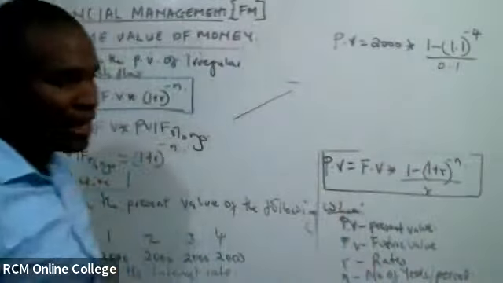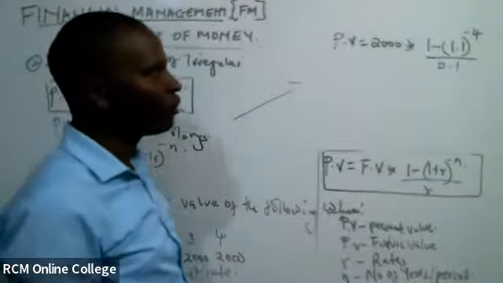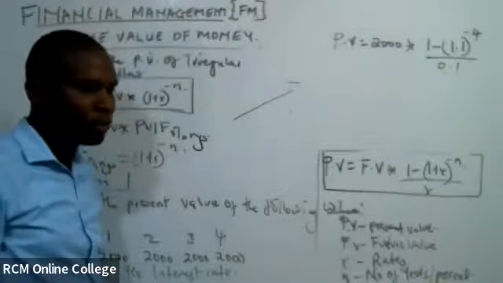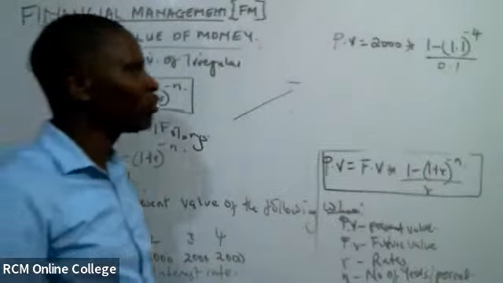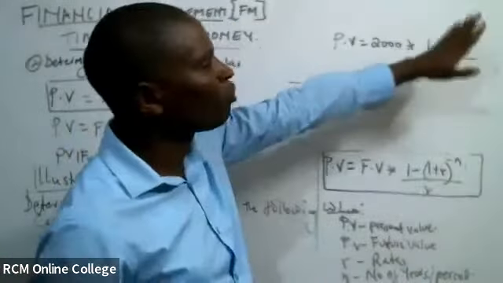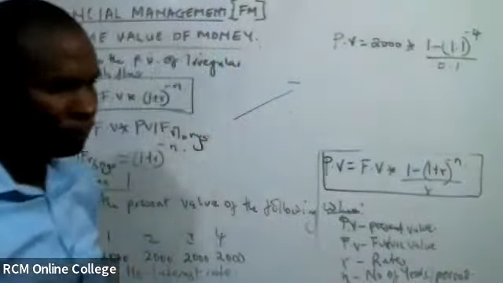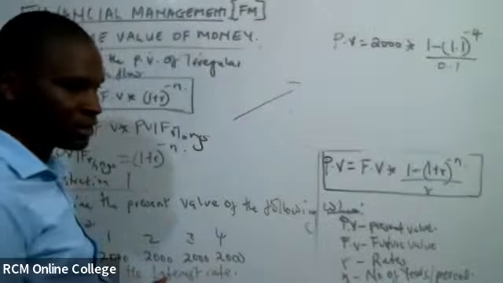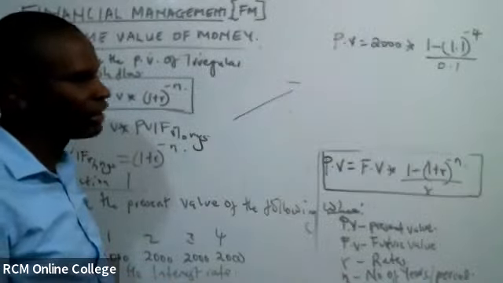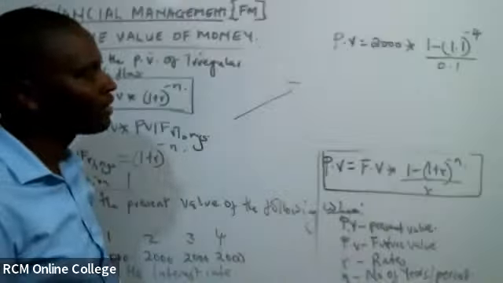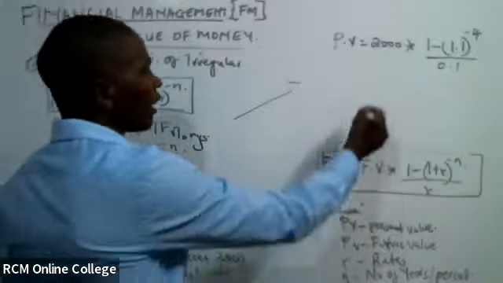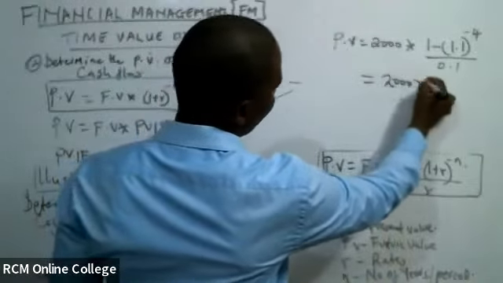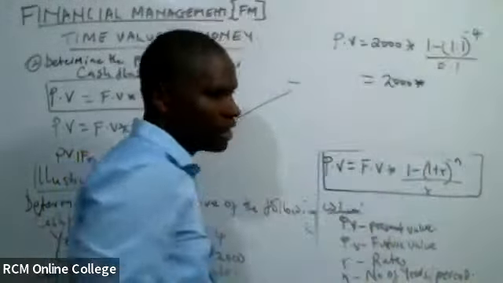Kuna mtu hajajua nimepata aje 0.1? Where have we gotten 0.1 from? Kuna mtu anashangaa sasa 1.1 pia tumetoa wapi? 0.1 is our 10% rate, right? As a decimal. So somebody to give us the present value of our cash flow there. Itakuwa ngapi? It's 2,000 times. You can input this in your calculator.